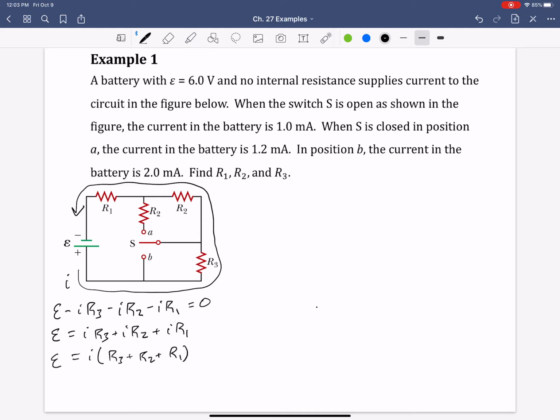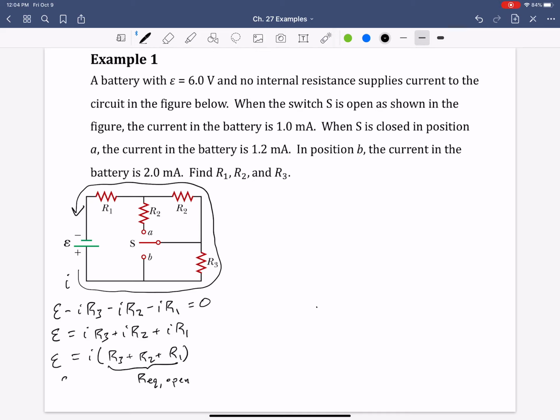And so what this problem is actually wanting you to do is to find R1, R2, and R3, the values for each of these three resistors. And so in this first instance, we can simply label this as, well, I'll say this is the equivalent resistance in the open case, right? And so the problem tells us that that value for the current when the switch is open is 1 milliamp. And so taking the voltage as 6 volts, we can find that.